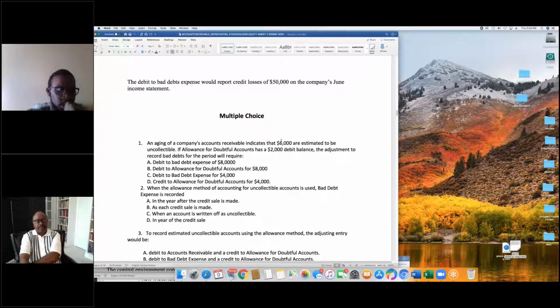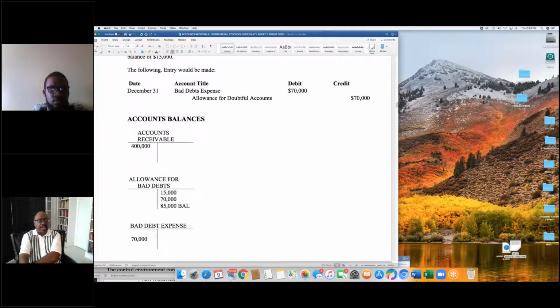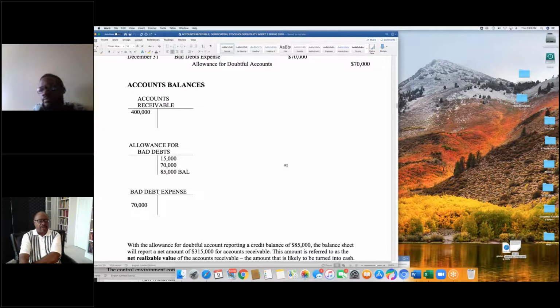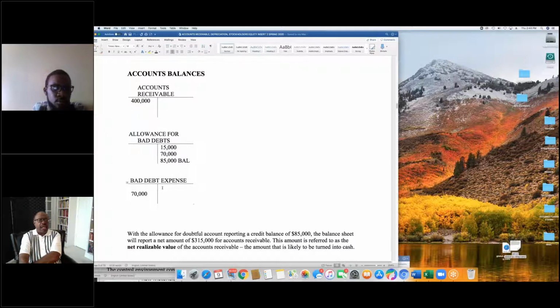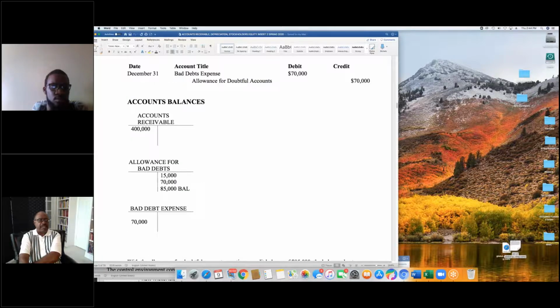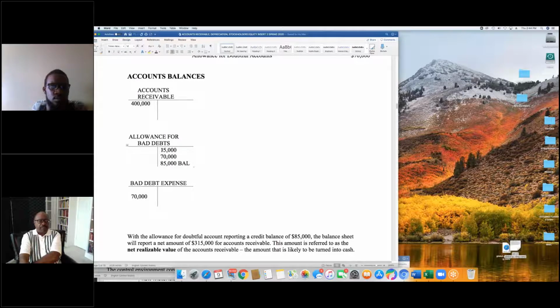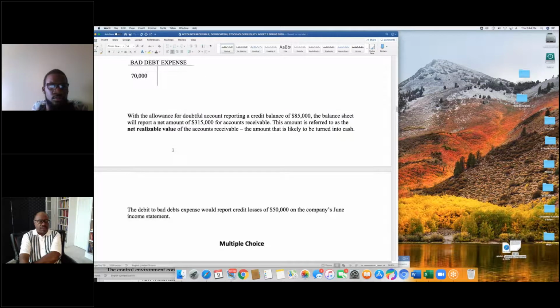So why wouldn't it be B? Because you have to credit the allowance account. If it's bad debt, it can be debit, not credit. And all expenses have to be debited. So that's included in bad debt expense. So the allowance account would be credit always.